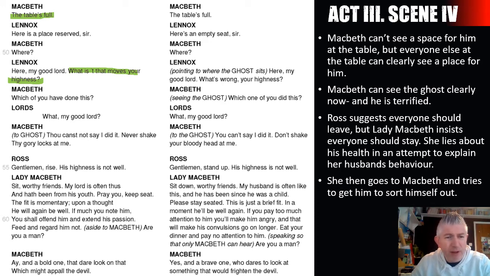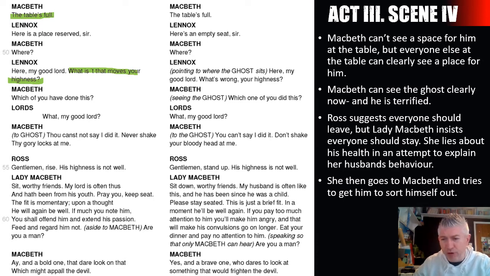Macbeth says, "Thou canst not say I did it. Never shake thy gory locks at me." Ross: "Gentlemen, rise. His highness is not well." So the idea is that Ross, recognising Macbeth is not well, thinks the best thing for everyone to do is to leave the banquet and to let Macbeth get on with it, being ill.